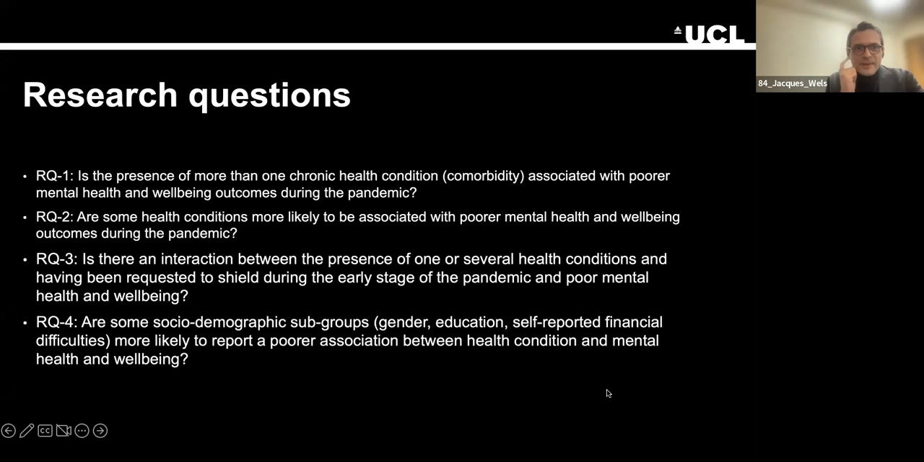to see whether we had actually an interaction that could be of interest. And finally, the fourth research question is to look at some socio-demographic effects that we might observe. And here I'm going to speak specifically about the self-reported financial difficulties that could explain differences in the association on research question 1, on the association between comorbidity and mental health.